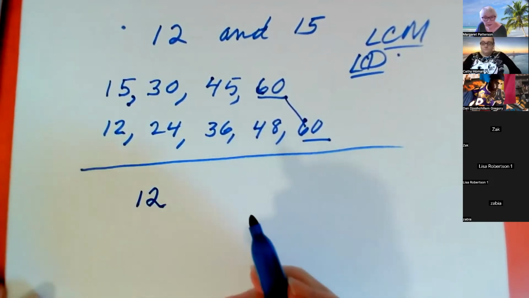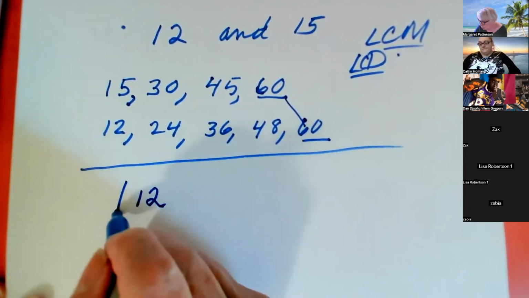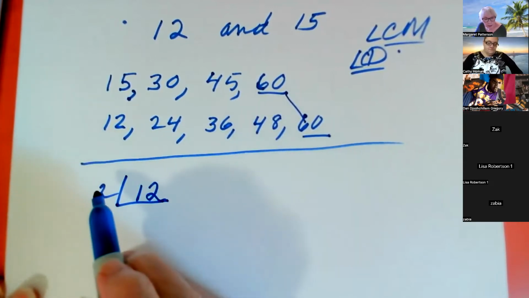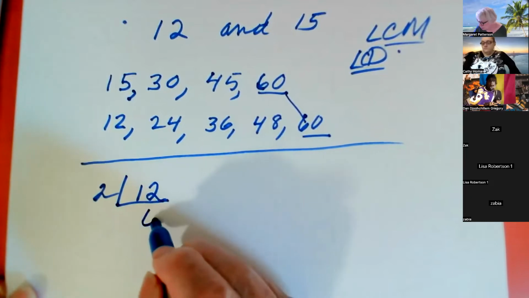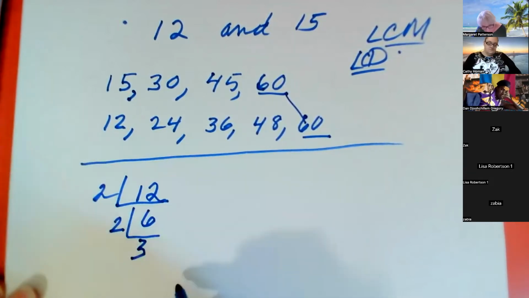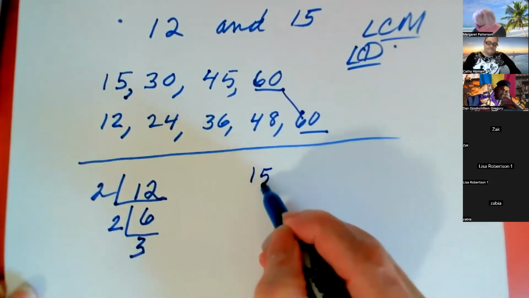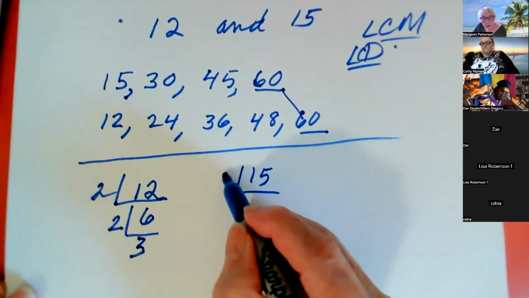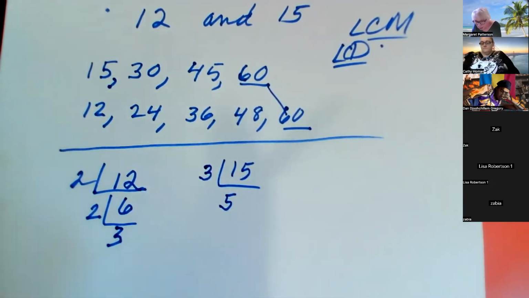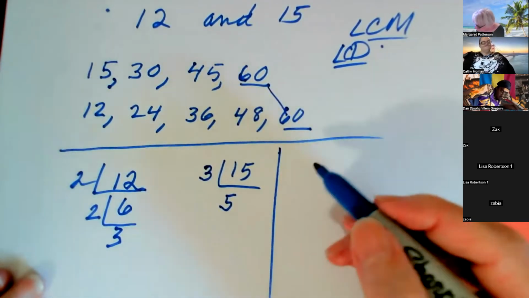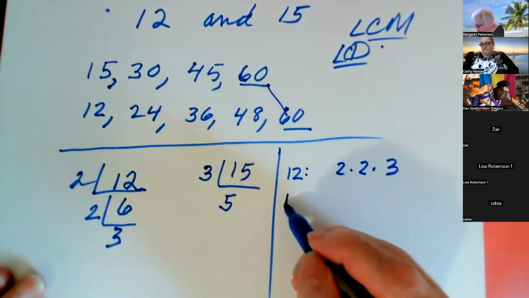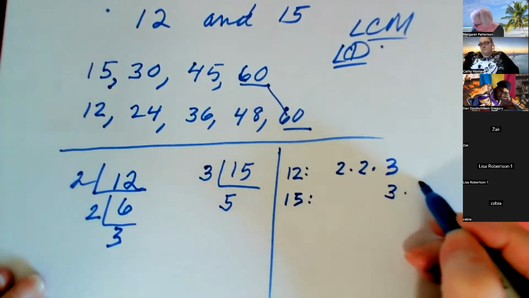It's the prime factors. I'm going to prime factor 12. And if you remember, it's even, so I can divide it by 2. 2 into 12 is 6. And 2 into 6 is 3, that one's done. Let's do 15. Oh, 15 was not bad. No 2, but 3 and 5. The answer lies with the primes. So the first one, the 12, was a 2, 2, and a 3. The 15 was a 3 and a 5.